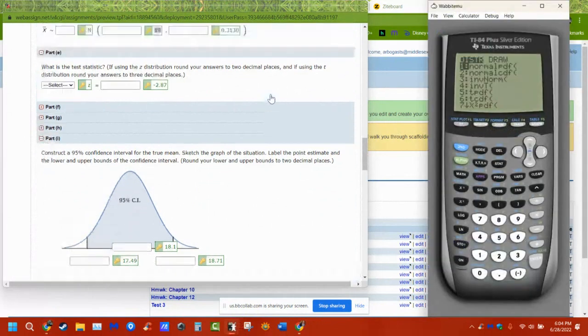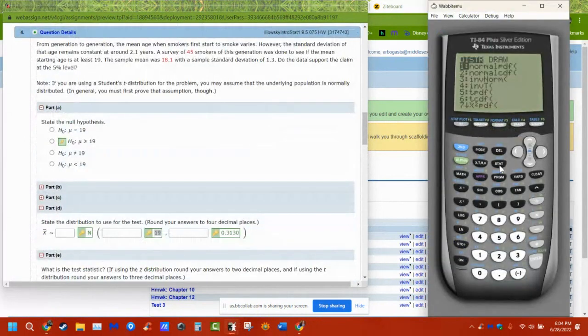So if I did this here, let me just go to stats, Z test. I have statistics. Here, the mean is 19. The standard deviation is 2.1. The sample mean is 18.1. Sample size is 45. And I'm testing less than. So once I do this, if I go and do the Z interval to test it, it's kept all my information. So I don't have to do anything.